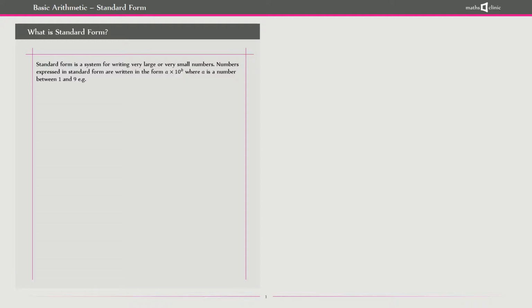Numbers expressed in standard form are written in the form a times 10 to the power of b, where a is a number between 1 and 9. So we have a number a, and this number is usually a number between 1 and 9. It's always a single digit number, a unit number. The number never has more than one place value, the whole number in this case.